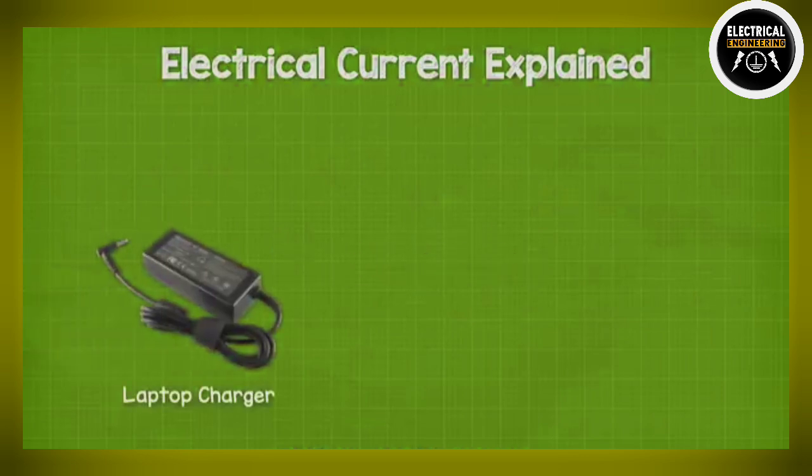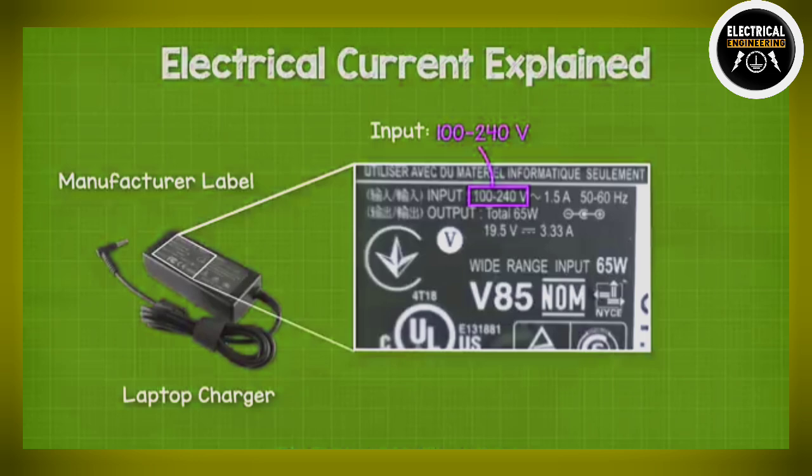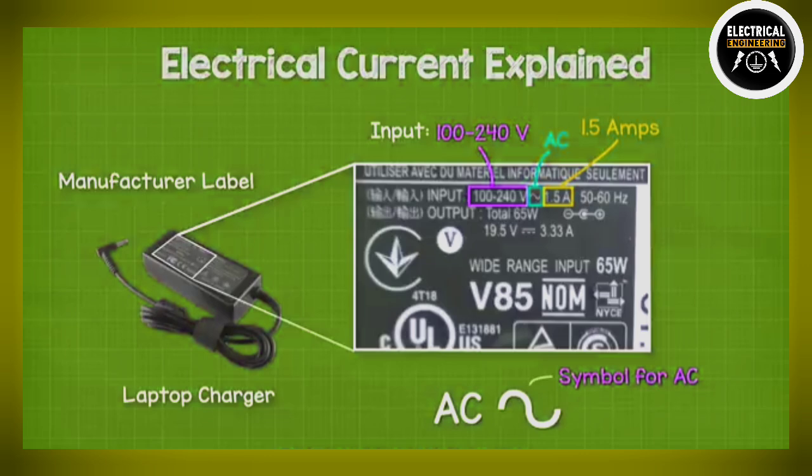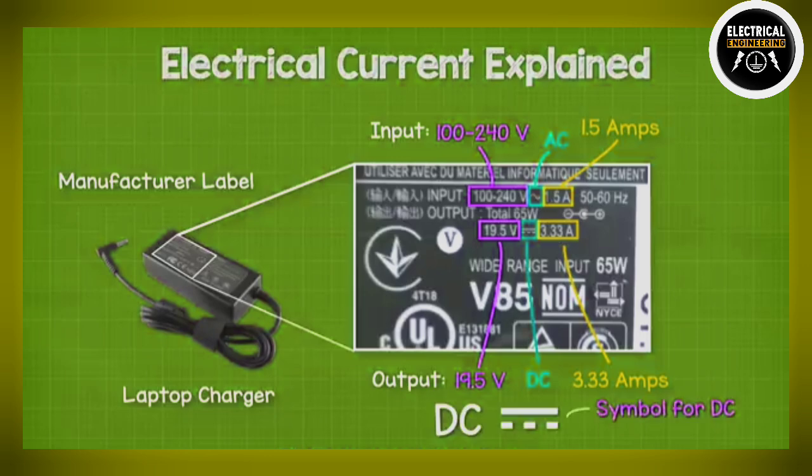If you look on the plugs of your electrical devices, you should find labels from the manufacturers which tell you what the product is designed to handle. For example, this laptop charger tells us that for the device to work, it needs an input of between 100 and 240 volts, and 1.5 amps of AC or alternating current, which is represented by this symbol here. The charger will then convert this to give an output of around 19.5 volts and 3.33 amps of DC or direct current, which is represented by this symbol.